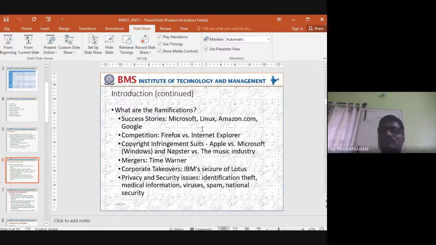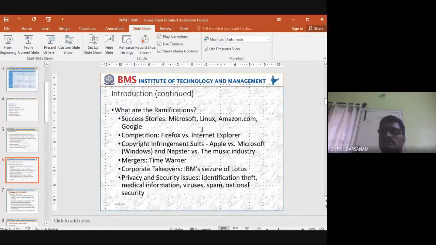Take Internet Explorer and Firefox. These two are having more competition. Even you can say Mozilla, and Google. So heavy competition is available in all these. Once you enter this business, copyrights are also important. Nowadays there are many browsers.